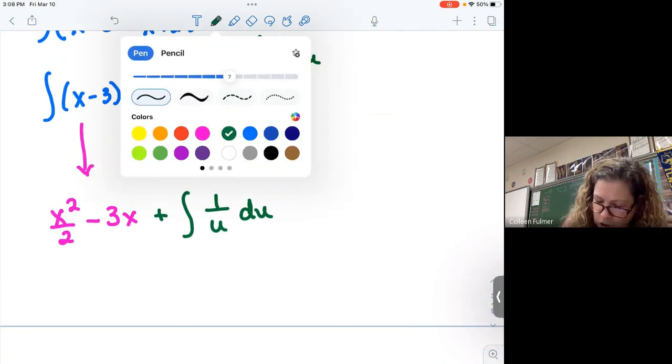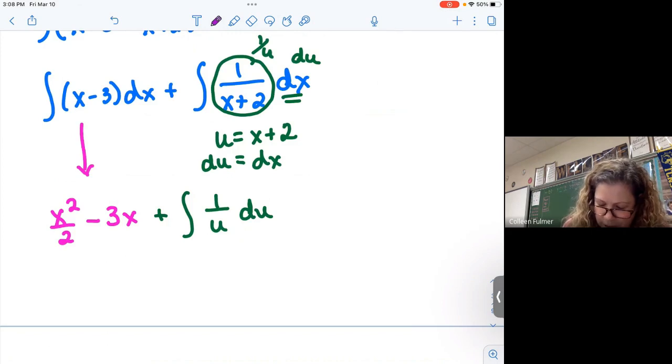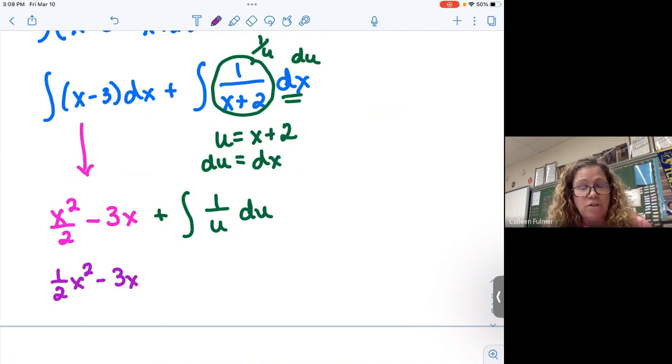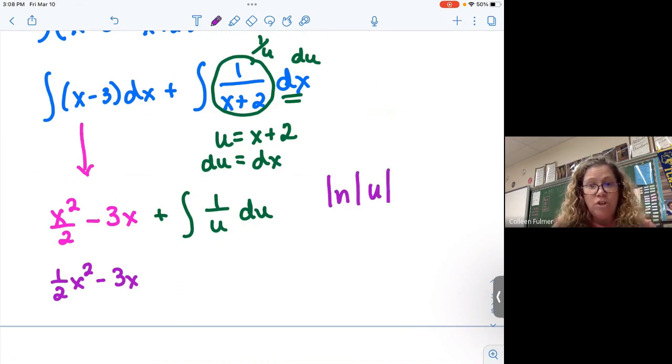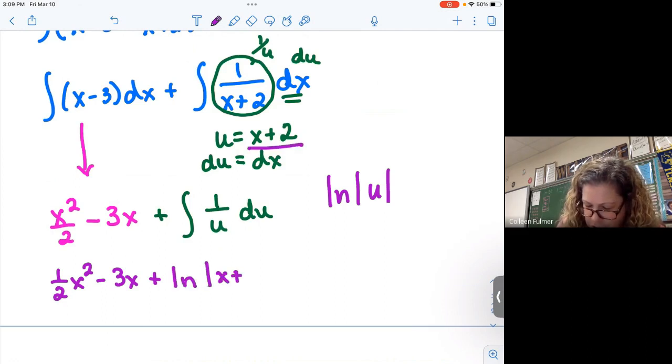So let me go to purple here. This is going to become 1/2 x squared minus 3x. Hopefully you remember that the integral of 1 over u is the natural log of the absolute value of u. But I'm going to go ahead and substitute my u in this step. So it's going to be plus the natural log of the absolute value of x plus 2. And I'm going to put my plus c on the end of the whole thing.